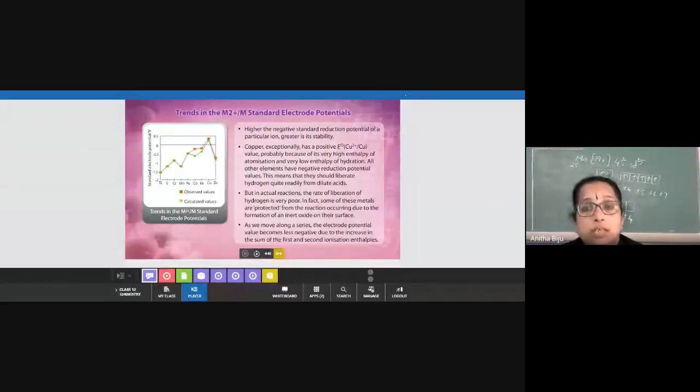Minus is for zinc, plus is for copper, plus 0.34 volt. It is the only case which has a positive value of electrode potential. Why is it like that? Because it has very high enthalpy of atomization and very low enthalpy of hydration. Low enthalpy of hydration is there.